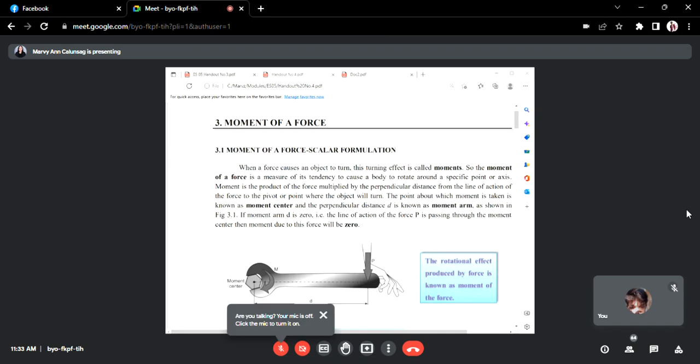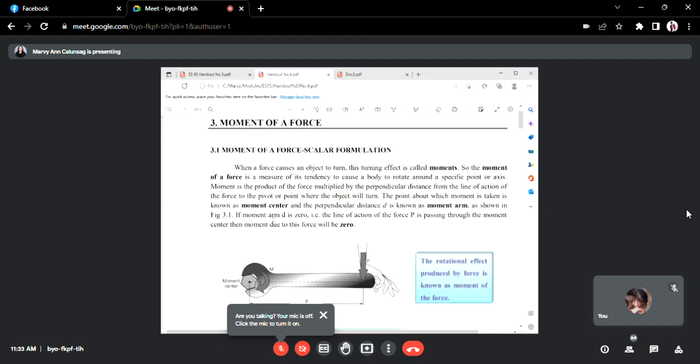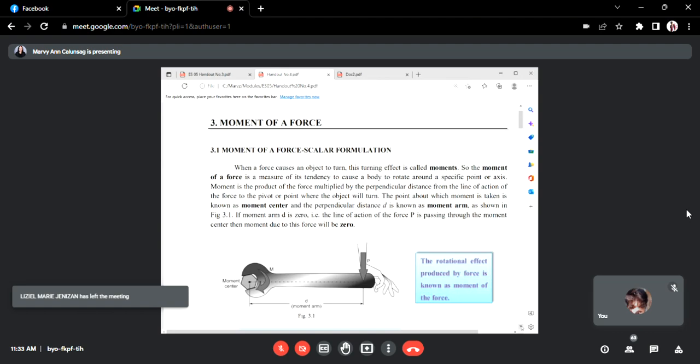We will discuss moment in two ways, wherein first is using the vector quantities, and then ang isa is using scalar quantities. So moment is the product of the force multiplied by the perpendicular distance from the line of action of the force to the pivot or point where the object will turn. So kani siya nga definition, this is a definition for moment of a force using scalar.